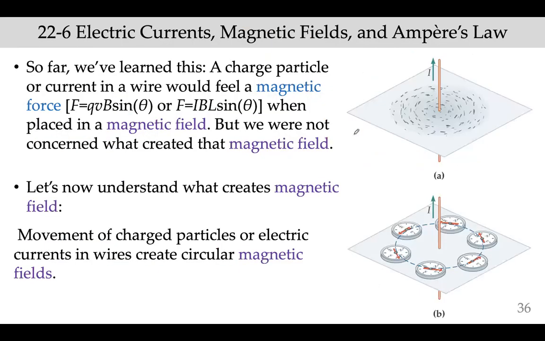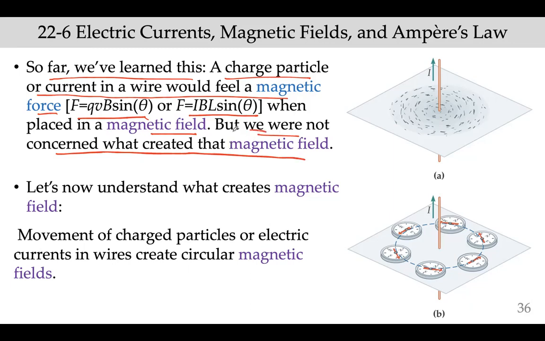Okay, let's move to section 6. That's about how the magnetic field is created. So far we have learned this: a charged particle or current in a wire would feel magnetic force. If it's a charged particle, it's this. If it's a wire, we would use this when it's placed in a magnetic field. But we were not concerned with what created the magnetic field. So we never mentioned what creates that magnetic field in the situations that we analyzed. So let's now, starting with this section, understand what creates the magnetic field.